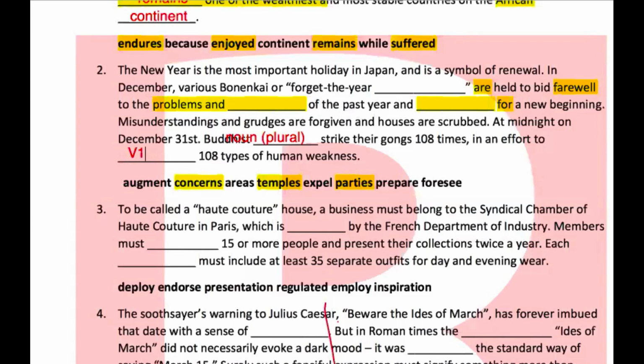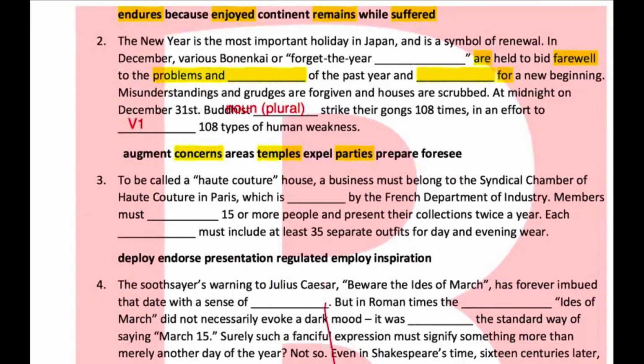Okay. So, weakness. Do you want to get the weakness or get rid of weakness? Of course, you want to get rid of weakness. And foresee and augment. Augment means to increase, to improve, to uplift. Would not make sense. Foresee means to see something before it happens. Would not make sense. So the only word that is left is expel, which means to get rid of, to push out. So expel 108 types of human weakness. That's how we know this is the answer.